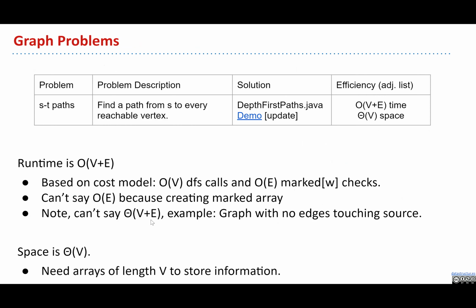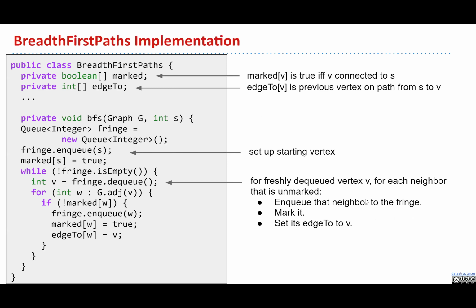In that case, this runtime wouldn't grow exactly as V plus E. So we upper bound it to avoid having to talk about silly cases like that. Okay. All right. Breadth first paths, if you're curious what that would look like, it's something like this.